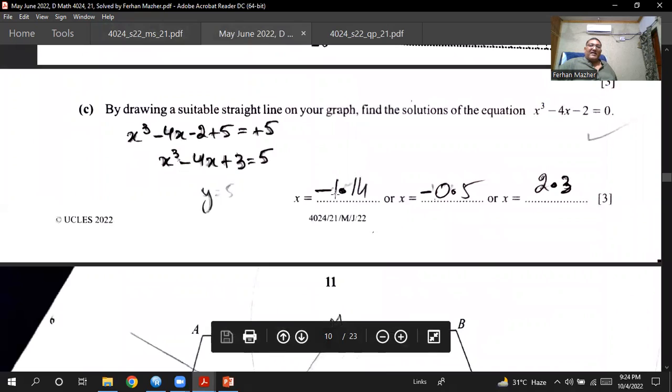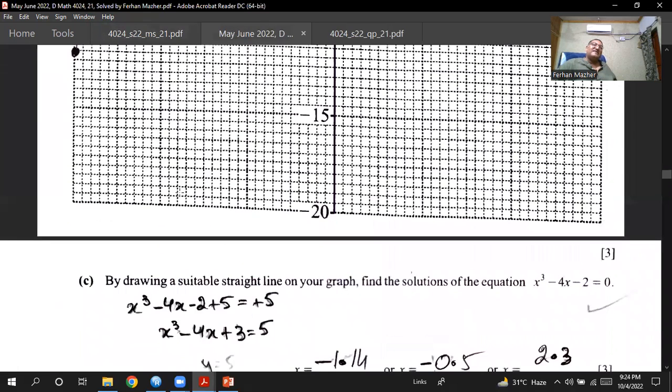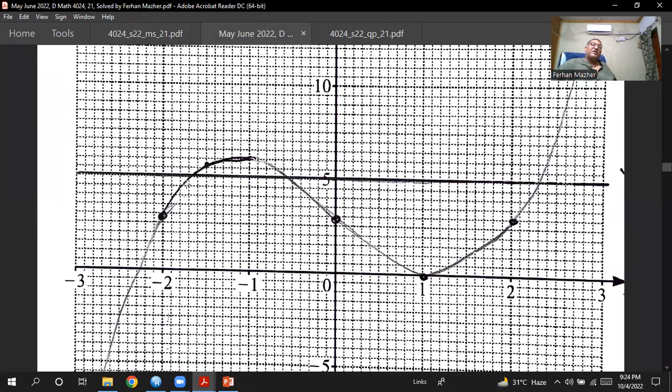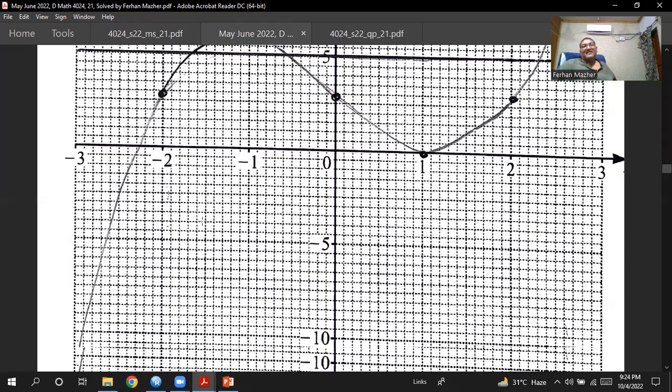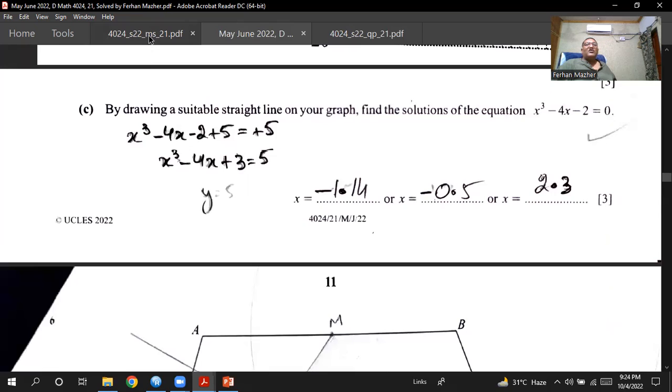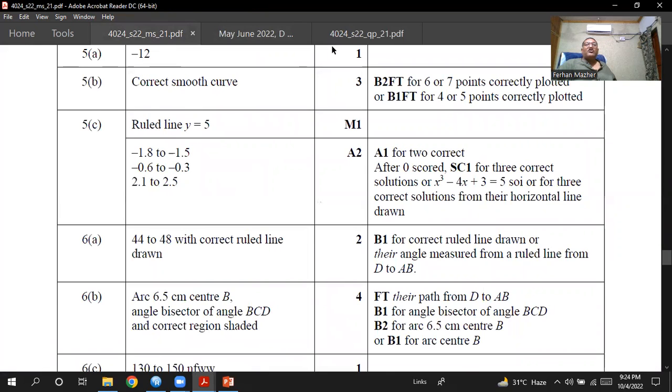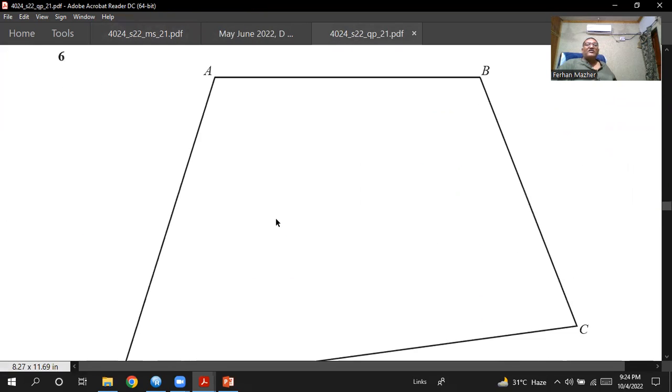So this point here, this is not 1.14 by mistake. I wrote this. It is actually minus 1.6. Okay, you can check from here. This point of intersection here, this is minus 1.6. I hope you understand. Okay, so that is how you will do. This is that part, question number 5. Okay, so we are going to the next question.